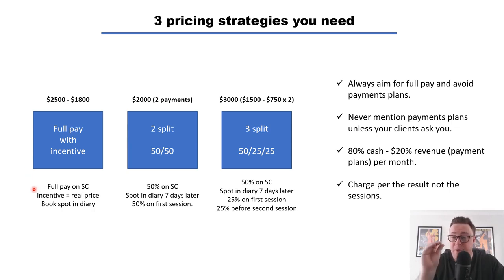So full pay at the end of the strategy call, the incentive is the real price. Okay, so the incentive of $1,800 is my real price, which I was going to charge you anyway, but I'm going to bring it up a bit and then I'm going to drop it down. That way I'm not missing out on anything.